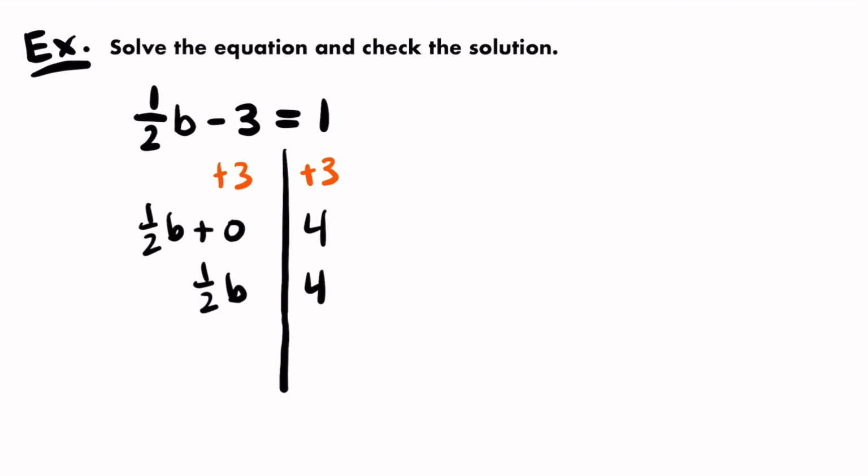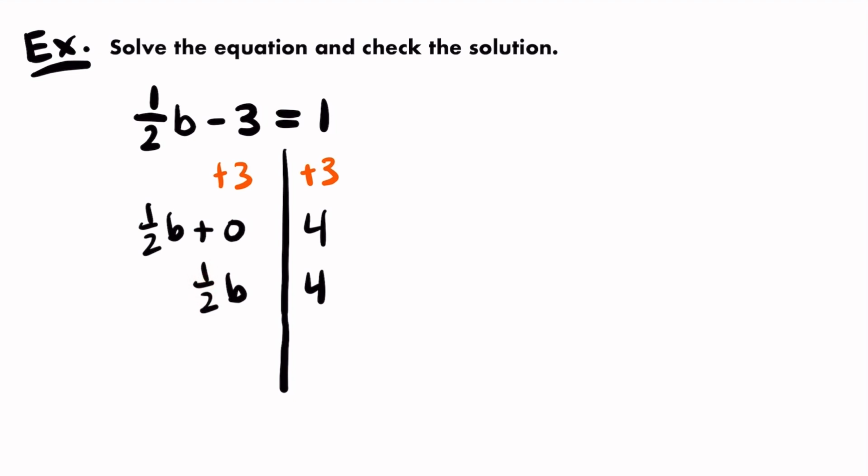Now, to solve for the variable b, we would want to divide both sides of the equation by the coefficient, or the number in front of b. So we would want to divide both sides by 1/2. But an easier way to think about it is we can multiply both sides by 2. Really, 2 would be the reciprocal of this fraction.